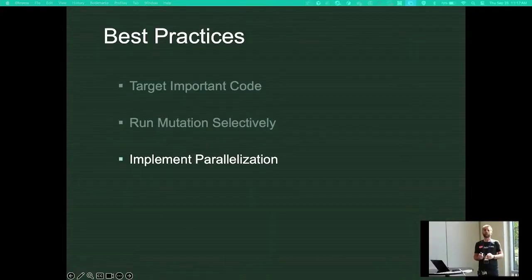Implement parallelization. A very good feature of mutation testing is that it allows you to run in parallel. So as long as your machine is powerful enough, you can run 20, 50, 100 in parallel. So it'll take the first 100 mutants, mutate those, run the tests for you, and then take the next 100, which makes the whole running time of the test a lot quicker.